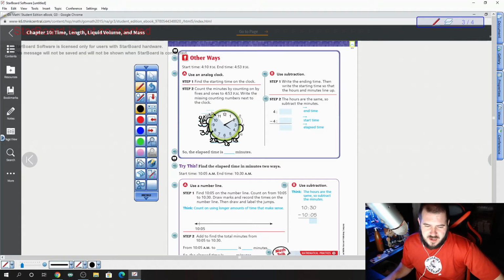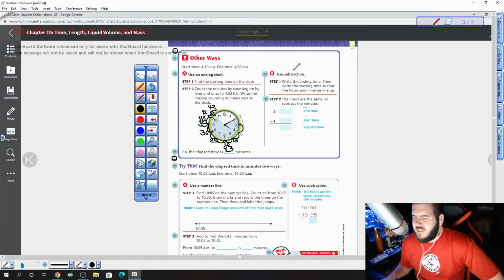We got to 40, and then we're going to count by ones for each little hash mark till we get to this hash mark right here. So 41, 42, and our last one gives us 43. So we know it took 43 minutes.